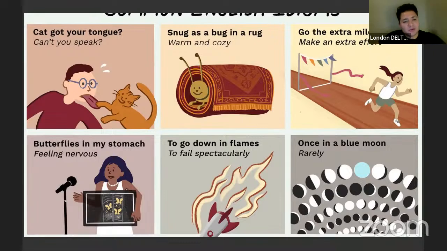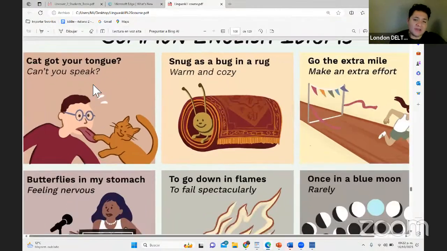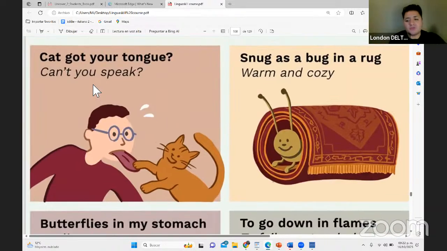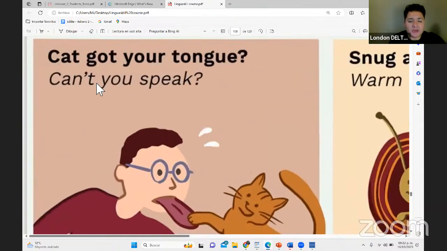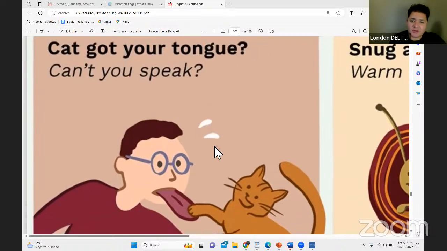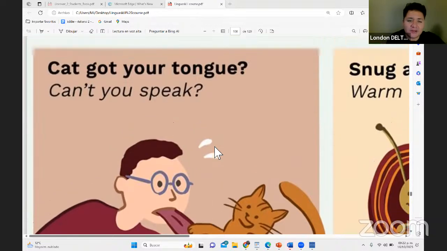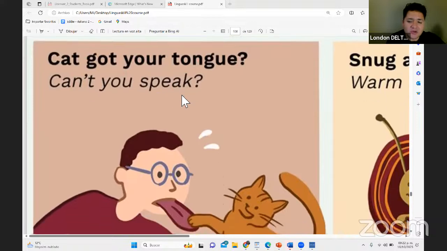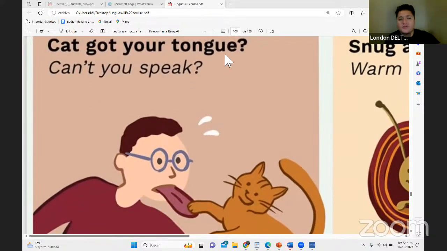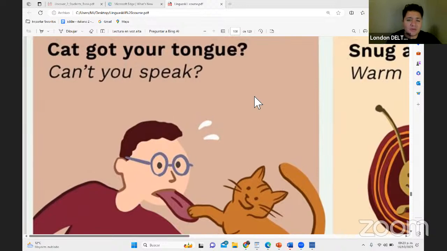But let's see this. We have some examples. Look at the first one. I don't want you to translate into Spanish, but please try to explain to me what you think these idioms could mean, even though some of them are similar to Spanish. Can you read it? Here you have the meaning, but can you explain a little bit more what you think this idiom means, and in what situation would you use it?